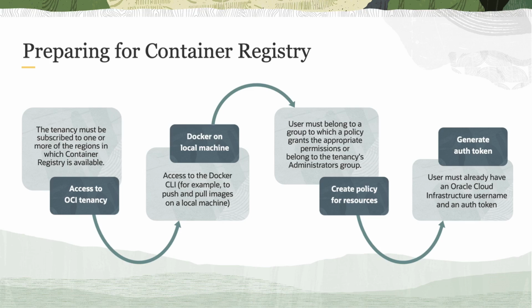The next thing is you need to have access to the Docker command line interface to push and pull images on your local machine. The third thing is users must belong to a group to which a policy grants the appropriate permission or belong to a tenancy's administrator group which by default have access permissions on the container registry. Lastly, user must already have an Oracle Cloud Infrastructure username and an authentication token which enables them to perform operations on the container registry.